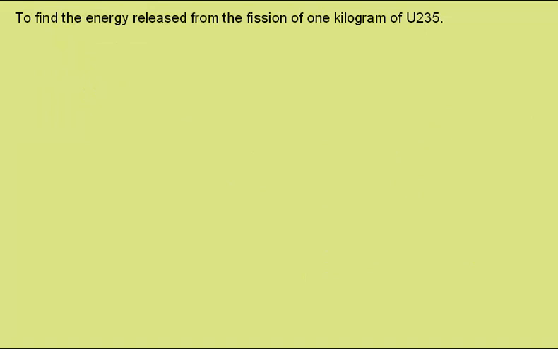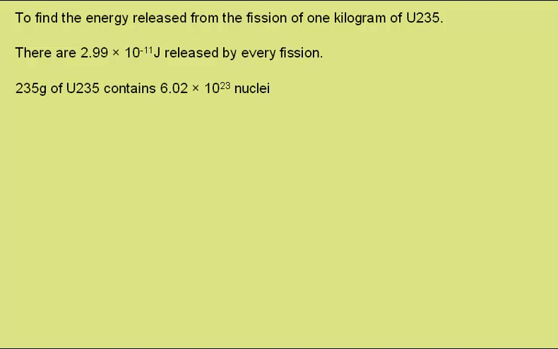To find the energy released from the fission of 1 kilogram of uranium-235, well, we know there are 2.99 times 10 to the minus 11 joules released by every individual fission, and we know that 235 grams of uranium-235 is 1 mole, which is 6.02 times 10 to the 23 individual nuclei. So 1 kilogram is 1,000 grams, and each gram contains a 235th of a mole. So in a kilogram we've got 2.56 times 10 to the 24 nuclei, each of which can release this energy.